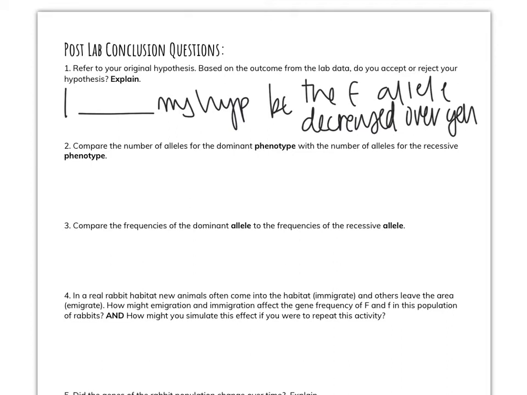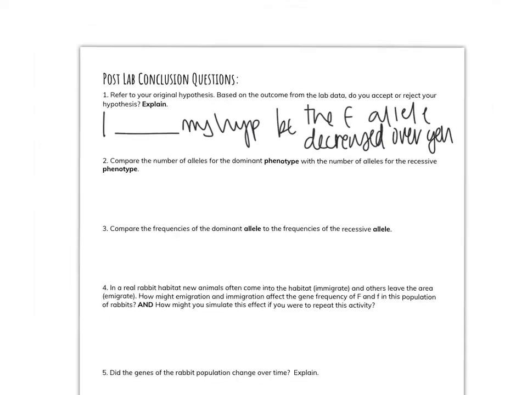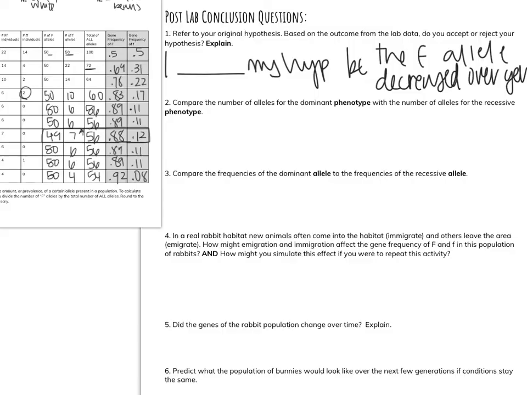Number 2 says, compare the number of alleles for the dominant phenotype with the number of alleles for the recessive phenotype. Okay, so the number of alleles for the dominant phenotype started off with 50. The number of alleles for the recessive phenotype started off with 50. So that's a good thing to note, that they both started with 50 alleles.